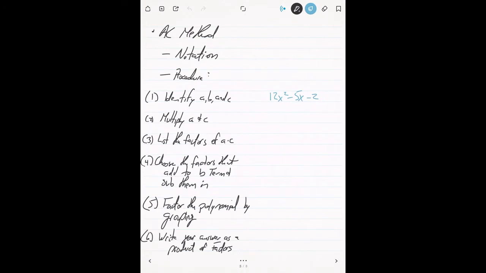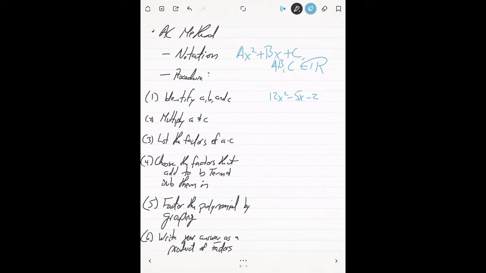The AC method is a technique for factoring trinomials where the leading coefficient is not 1. So we are going to say that we can factor a trinomial of the form ax squared plus bx plus c, okay? By the way, a, b, and c are just real numbers, okay? So those are the coefficients. So this is the situation in which we can go and actually factor trinomials.